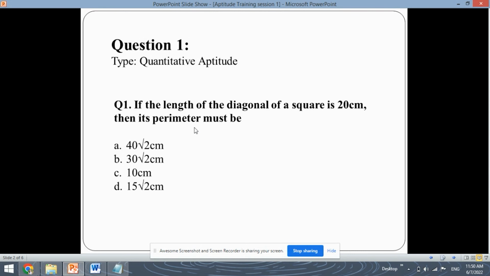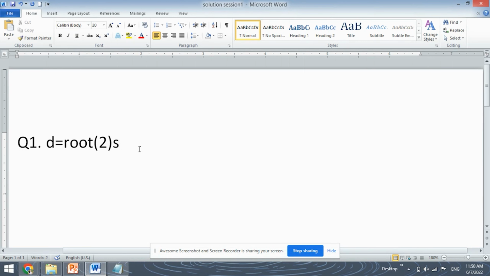In our question, we have been given the diagonal of the square. So using the diagonal, we will first find the length of the side. What will be the formula for the length of the side? S is equal to D by root 2. Simply, we brought root 2 down to divide it. This is S. Now we will substitute the value of D, which is 20, already given in the question.